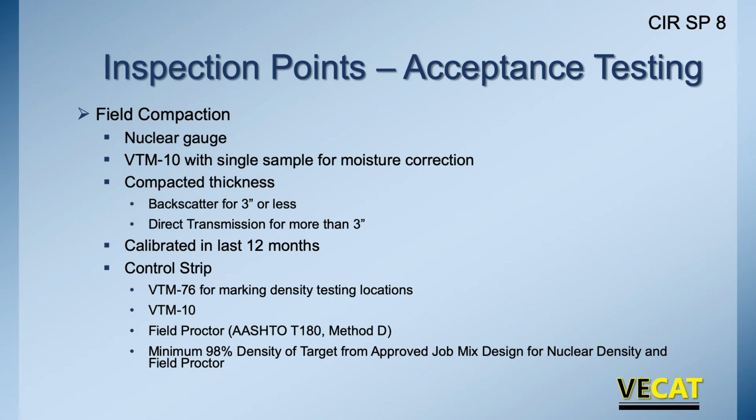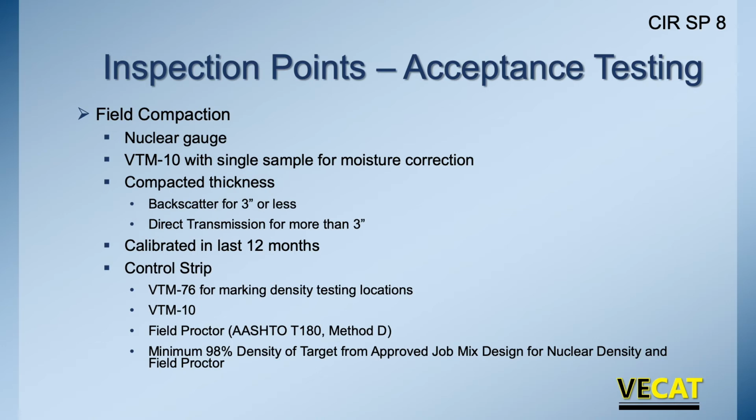We're doing a VTM 10 with a single sample for moisture content to do a moisture correction, because what the nuclear gauge is reading is the amount of hydrocarbons. So you need to know how much moisture is in that sample to correct the nuclear gauge to make sure it's reading correctly. Compacted thickness, if we're 3 inches or less, we're using the backscatter mode on that nuclear gauge.